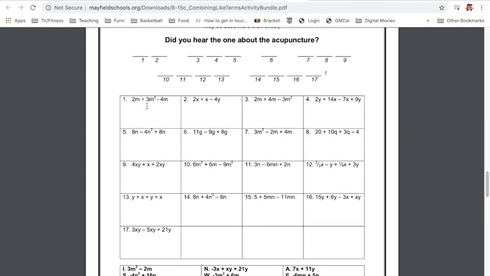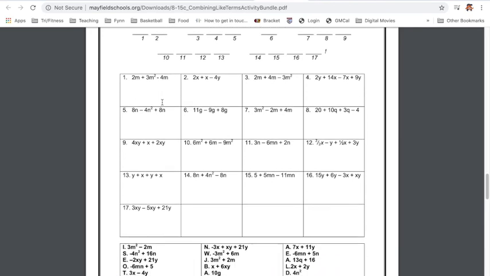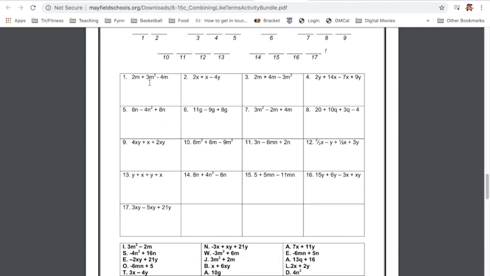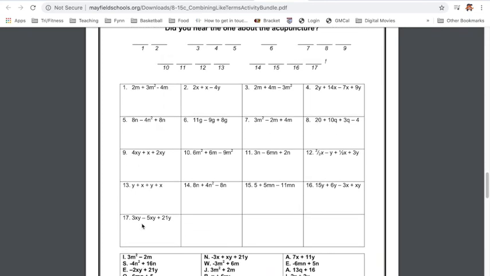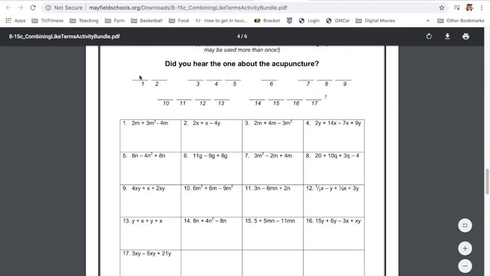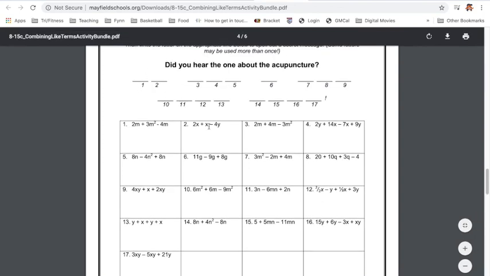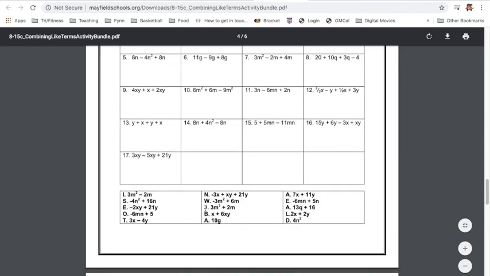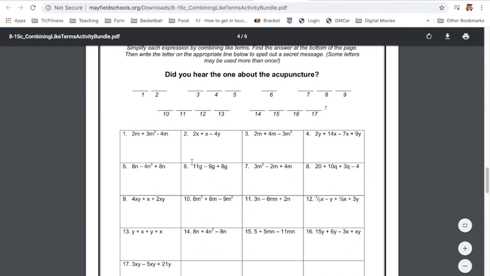So let's look at here. This would end up being 3 minus 2m. So I'm going to go down here and look for 3m squared minus 2m. Oh, that's the first one. Then in box 1, I'm going to put an I. I'm going to write I right here. Then, for number 2, I'm going to combine these two. And whatever that number is down here, I'm going to write the letter that corresponds to it.